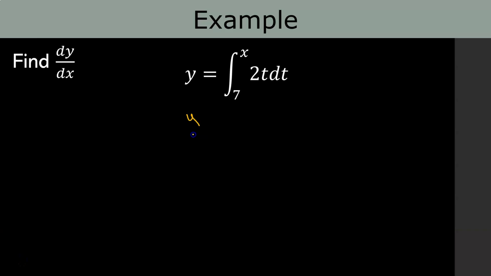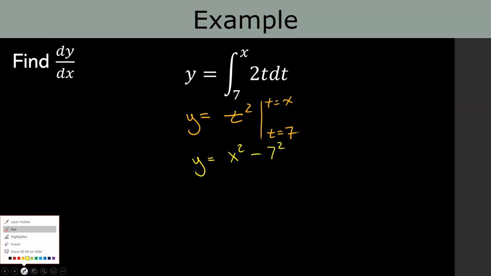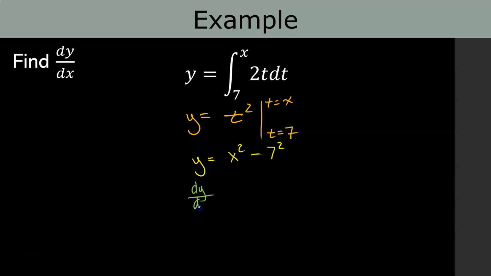All right, so let's see. Y is equal to, what is an antiderivative for 2t? That'd be t squared. And that's going to be from t is equal to 7 up to t is equal to x. So y is equal to x squared minus 7 squared. I'm not going to write 49, and you'll see why in a second. What do we get for dy dx? That was our goal. The derivative of y with respect to x is 2x plus 0. The derivative of 7 squared, the derivative of 49, the derivative of any constant is 0.